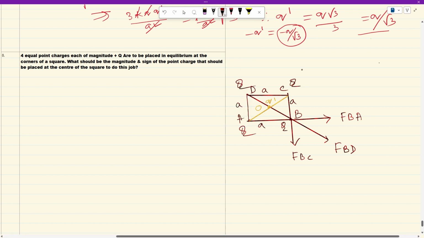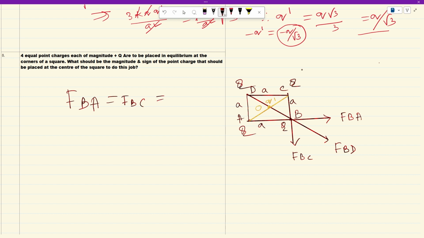A very interesting fact you have to observe is that when you calculate FBA and FBC, they are equal. They are equal to what? FBA and FBC, if you calculate, are going to be equal to KQ square by A square. And FBD is what?